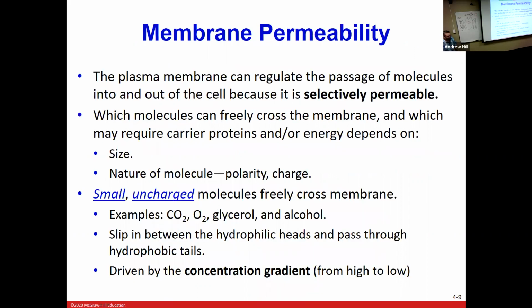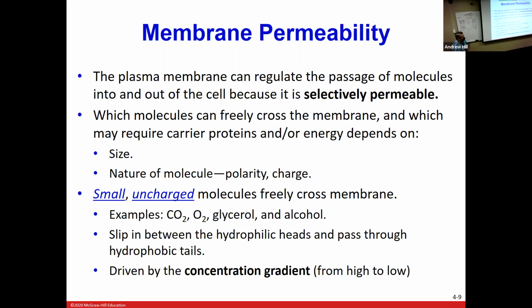Okay, so let's talk about membrane permeability. The plasma membrane can regulate the passage of molecules into and out of the cell because it is selectively permeable. Which molecules can freely cross the membrane, and which may require carrier proteins and/or energy, depends on the size. Smaller molecules tend to have an easier time getting across the membrane than large molecules. The nature of the molecule also matters; we already talked about that a bit, right?